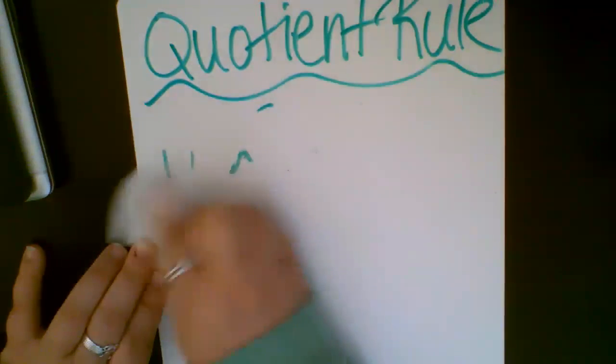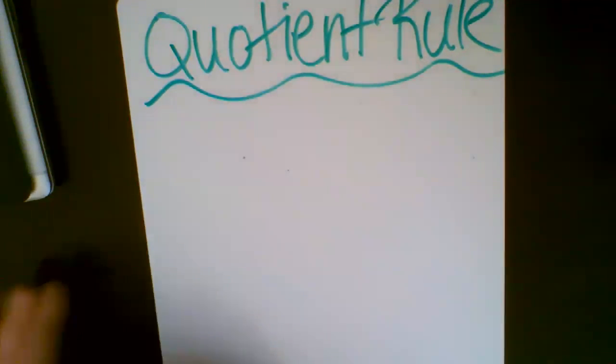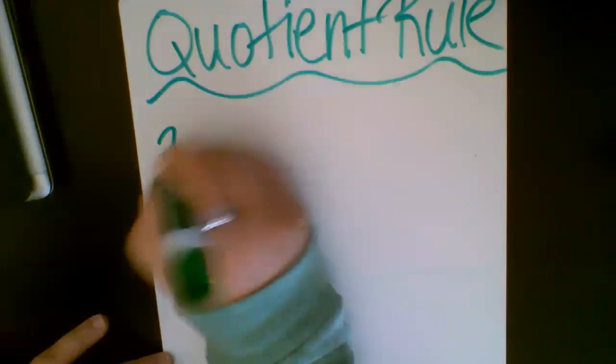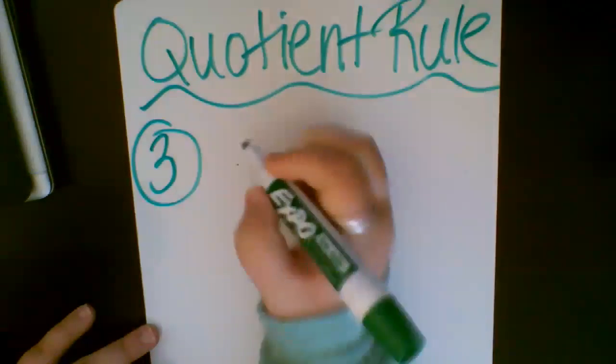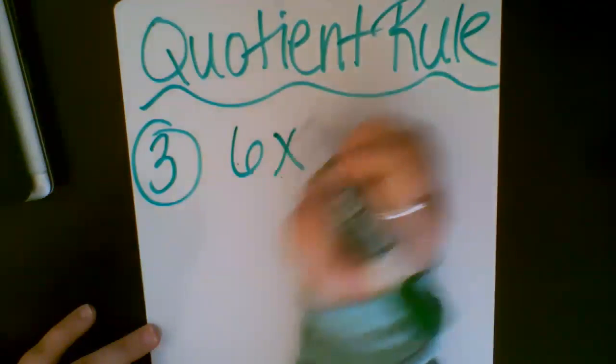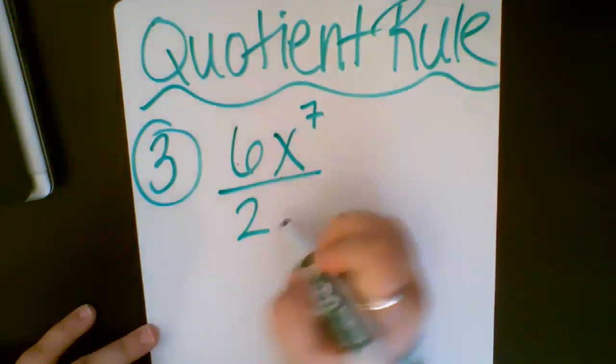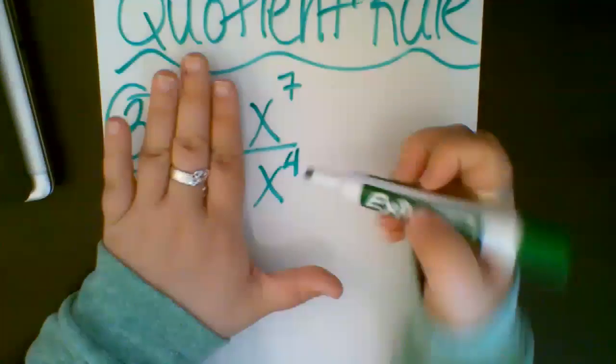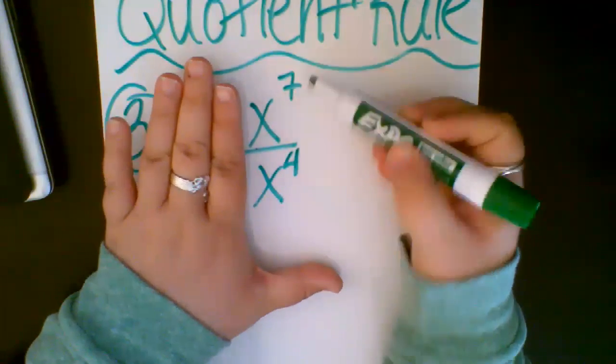All right, let's make this a little bit more challenging. Let's add in some coefficients here. Coefficients is a fancy word for a number in front of a letter, okay? Let's say we have 6 x to the 7th over 2 x to the 4th. Okay, so the exponents are fine. We can treat these just like we just learned about. 7 minus 4, we have x to the 3rd, easy.